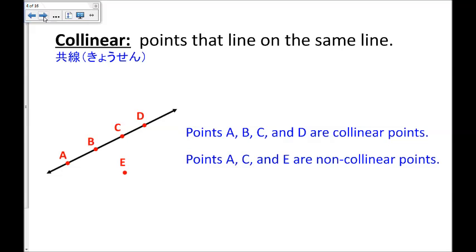Colinear means points that lie on the same line. So points A, B, C, and D are colinear points. Co means same, and linear means line. So colinear means same line.